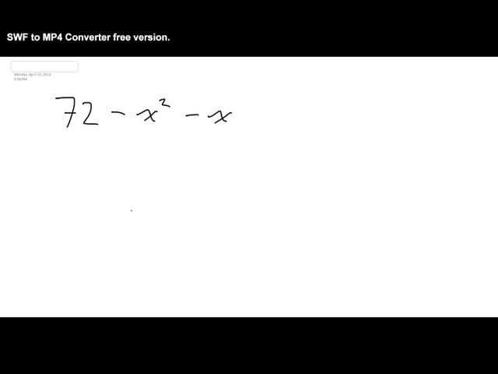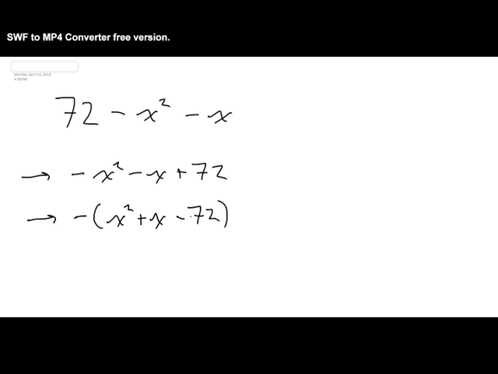So we've got 72 minus x squared minus x. Now there's nothing to factor out in this one, but we do have to rewrite it in proper order. So we've got negative x squared minus x plus 72. But here's our problem. We need the coefficient to be a positive one. So it turns out we can indeed factor something out. What we're going to do is factor out a negative sign. So we're going to get x squared plus x minus 72.